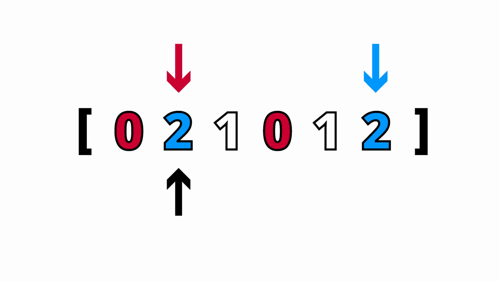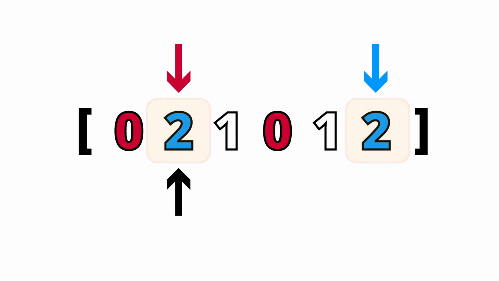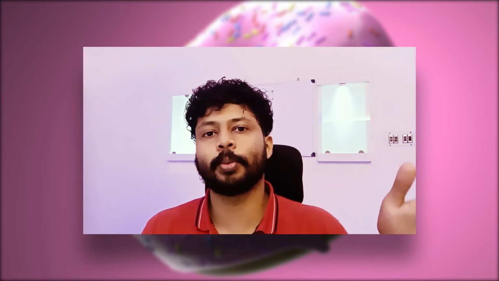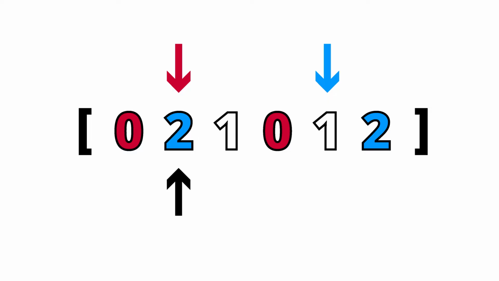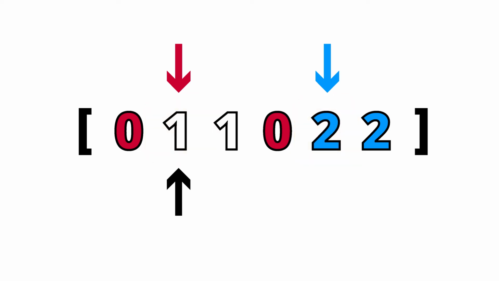And if the current element is 2, we will be swapping this element with the element in the blue pointer. Here we will be swapping 2 with 2. After swapping, we will be decrementing the blue pointer, but we will not be incrementing the traversing pointer because we don't know what element will be given by the blue pointer from the right side. So here again we are having 2 as the current element. We will swap it with the blue pointer. And after swapping 2 and 1, we will decrement the blue pointer.